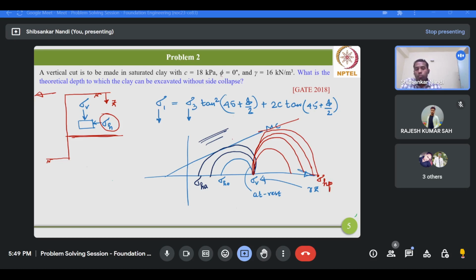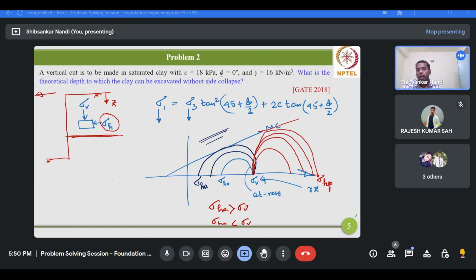Now tell me from this plot, considering the active condition, which value is bigger? Is sigma HA greater than sigma V, or sigma HA less than sigma V? Sigma HA is less than sigma V. And what are these two values? These two values are nothing but the principal stresses. So which one would become the major principal stress for the active condition, and which one the minor principal stress?